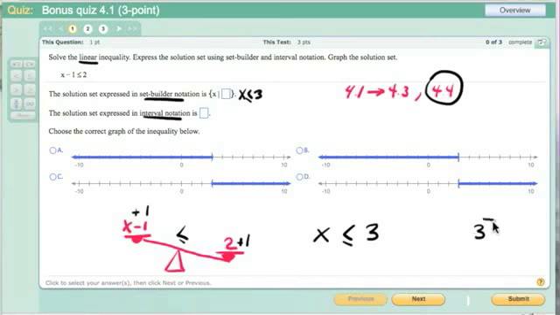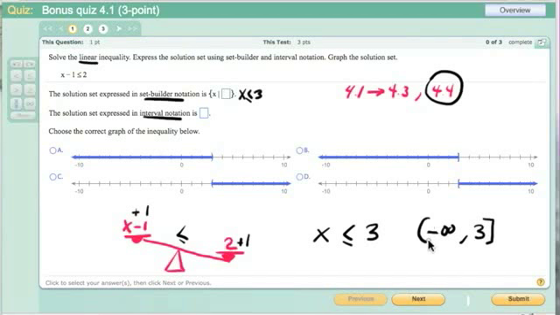That means I want to use the square brackets. That is like a closed circle. It says all the numbers up to 3 and including 3. Notice the arrows running to the left, and that means the solutions are going in this direction. 3 and everything less than 3. And so we're going to use negative infinity because there is no bound. It goes as far as you want to the left.